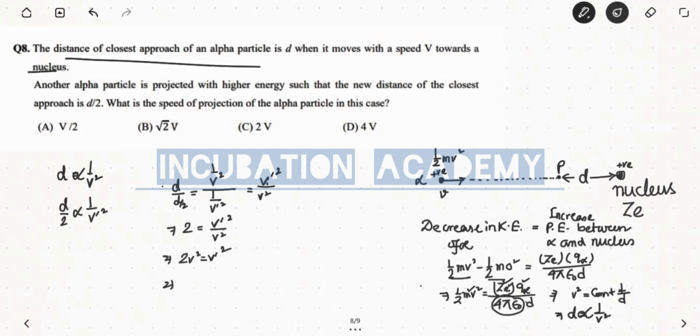So from here v prime, the new velocity with which we have to send it such that it can reach the distance d by 2, is root 2 times v, root 2 times the previous velocity. So option B here is the correct option.